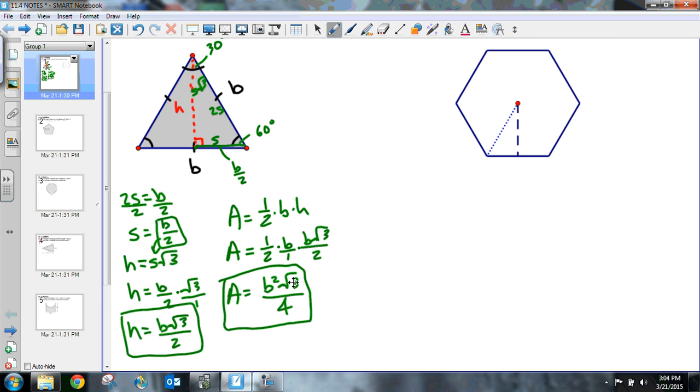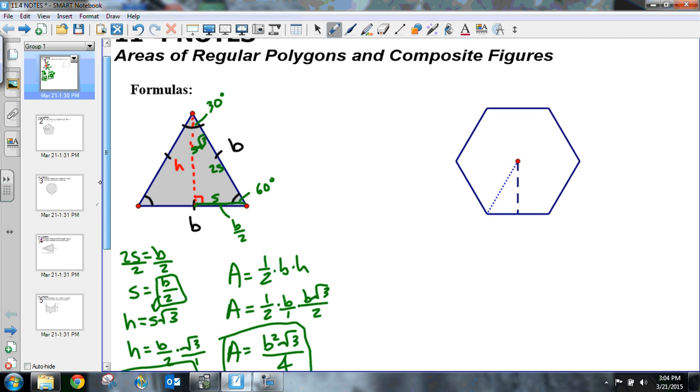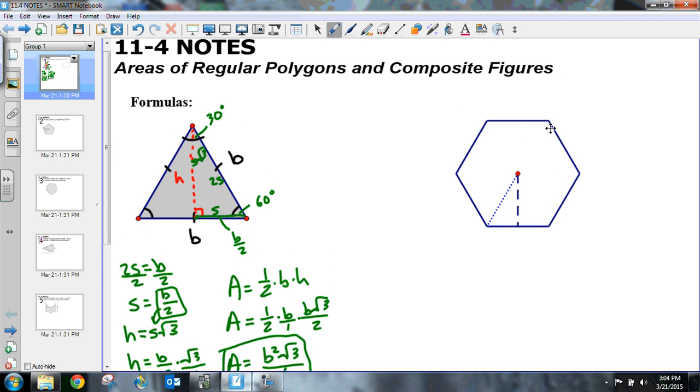We can come up with a formula for this that'll just work every time. Now over here, this is a regular polygon, meaning that all my angles are congruent, all my sides are congruent. I have some lengths here that I want to talk about. The first thing is the length from here to here, which I'll call S, the side length.